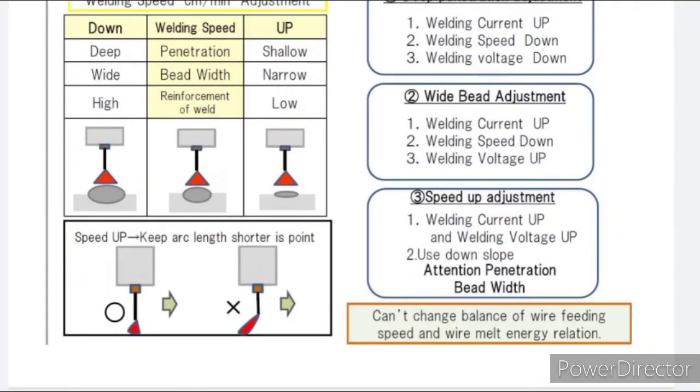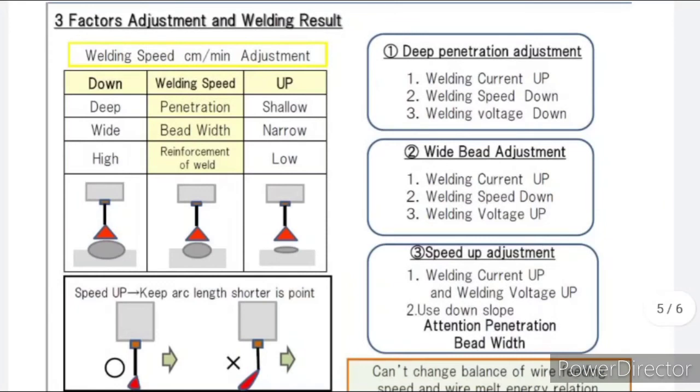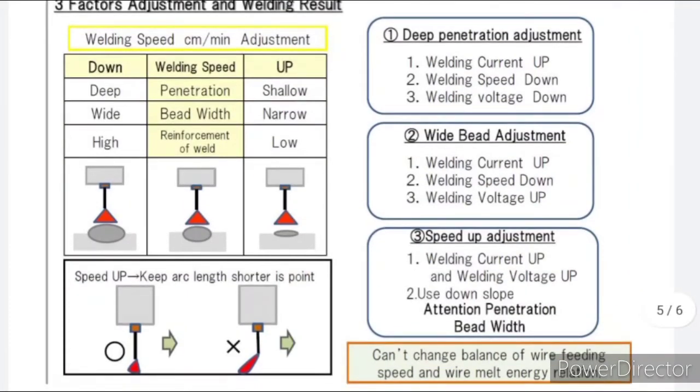When speed is up, keep the arc shorter, that is the point. There are images showing when speed is slow and when speed is fast. If you use a high speed of welding, then welding defects may occur. The deep penetration adjustment, there are the key points of this video. This is very important.